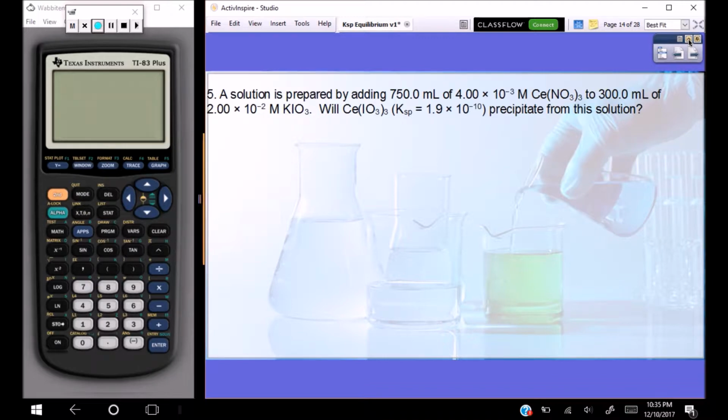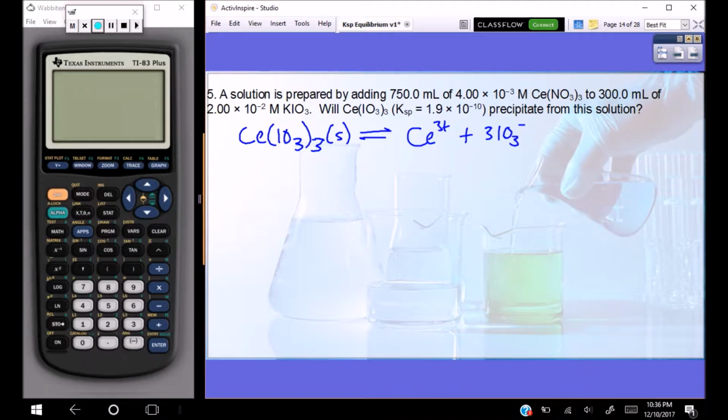So again, we really only care about the things in the net ionic equation. Okay. So I know that here's my cerium iodate. This is my solid. And the equilibrium I'm looking at is here, okay? So, to figure out QSP versus KSP, well, I'm already given KSP. I need to figure out QSP.